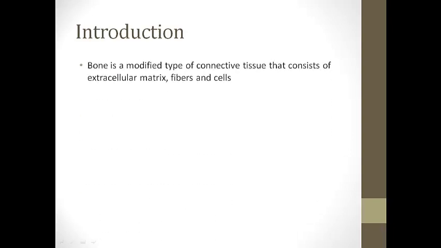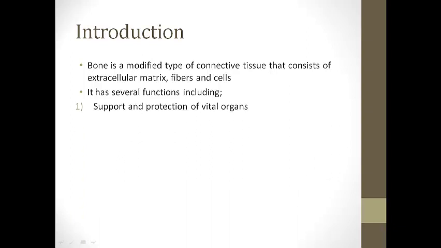Okay, so bone is what we call a modified type of connective tissue. It has all the similar components of connective tissue. It has the cells, it has the fibers, it has the extracellular matrix. And it has several functions, which include support and protection of vital organs. So if you think about the rib cage, it was made of the ribs and you have the vertebra at the back. Okay, so it protected the lungs and the heart and so forth. It's important, obviously, for attachment of muscles and ligaments, especially in the upper and lower limb and in the back and all the different places. And this is important also for movement.